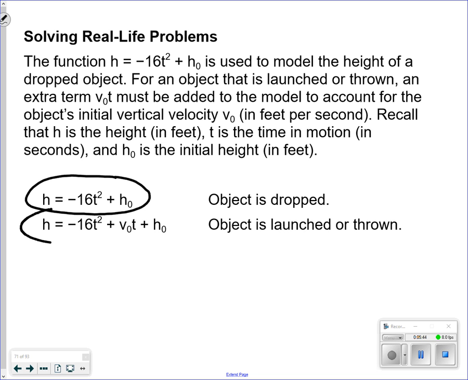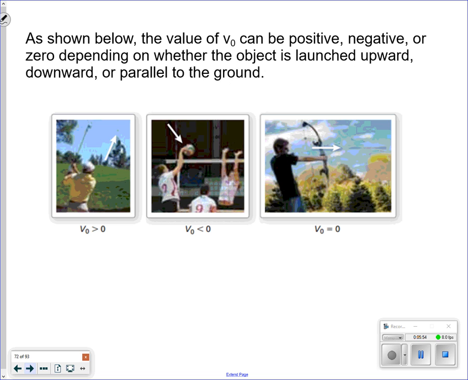If you're throwing it, v sub o is the velocity at which it's thrown, and h sub o is the height at which it was thrown. Now, if you are launching something upward, your initial velocity is positive. If you're launching something downward, the initial velocity is negative. And if you're shooting something straight across, your initial velocity is 0.